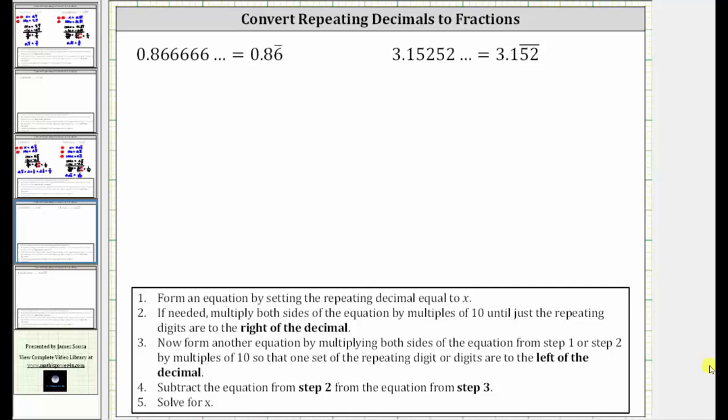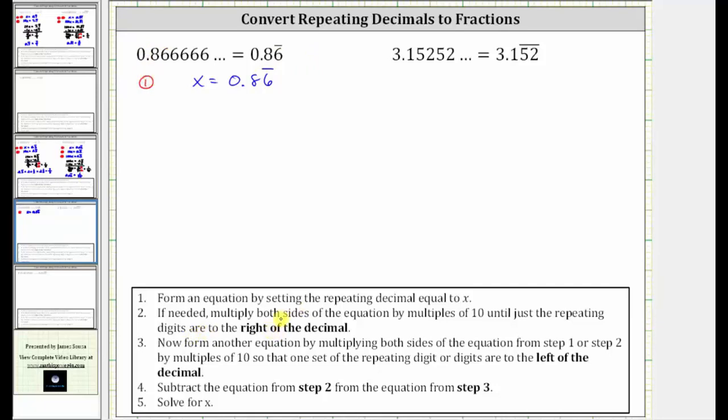Welcome back for two more examples on how to convert repeating decimals to fractions. For the first example, we have 0.86 with just the 6 repeating. Step 1 is to set the repeating decimal equal to x, which gives us x equals 0.86 with the 6 repeating. Let's label this equation 1 from step 1.